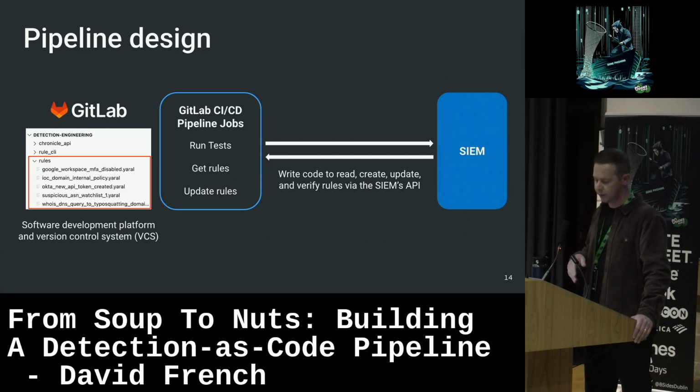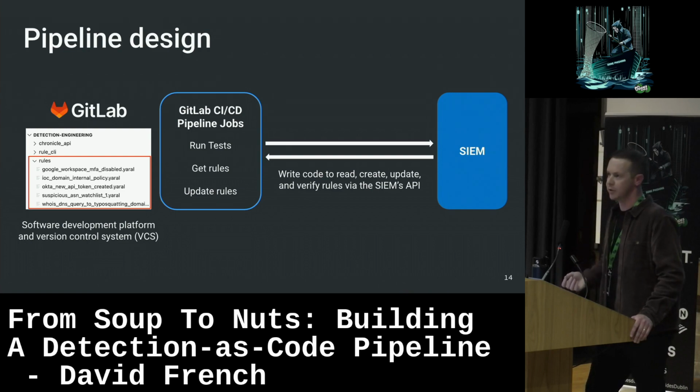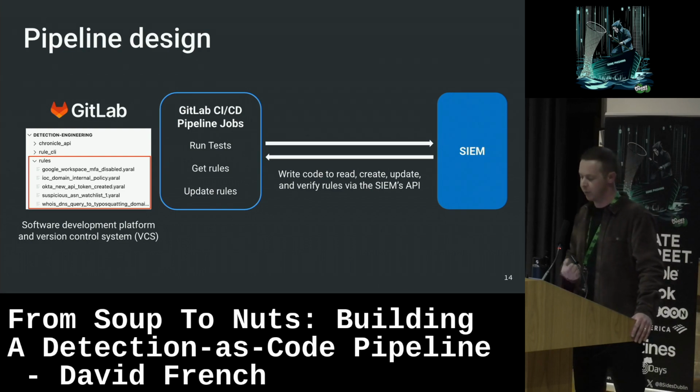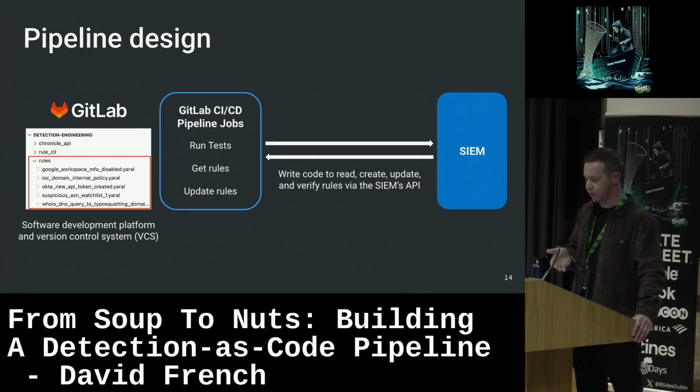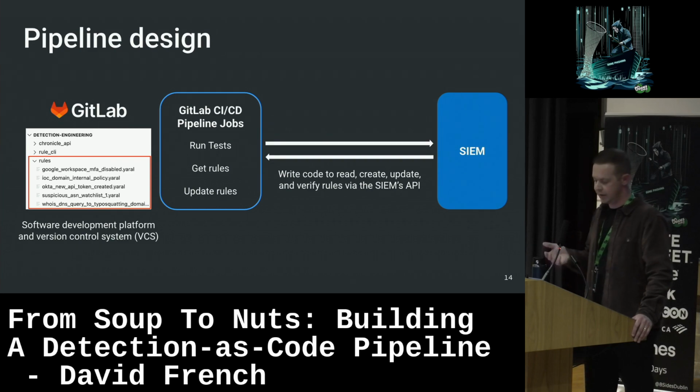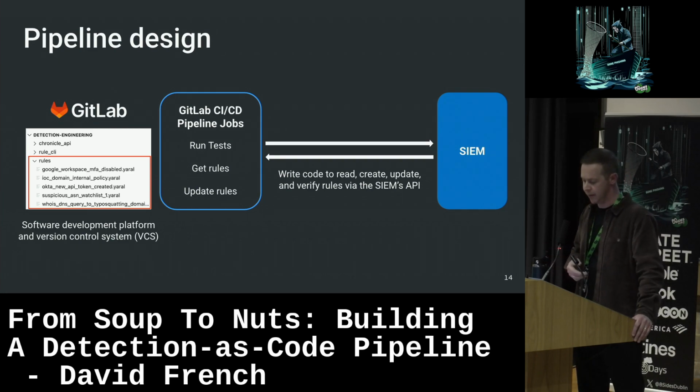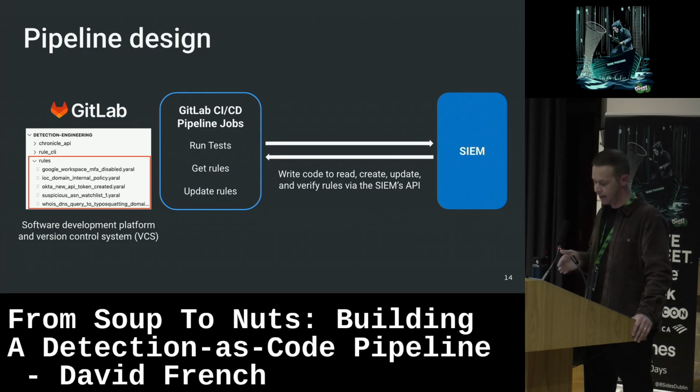On the left, we've got our software development platform, GitLab. This project is going to be used to store our rules, which is where we'll be working on our rules as detection engineers. Rule logic is going to be in individual files in this rules directory. In the other directories, we've got some Python modules we're going to use to manage rules via the SIEM's API.